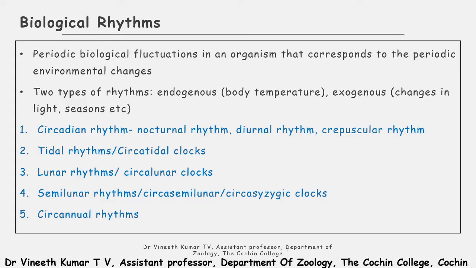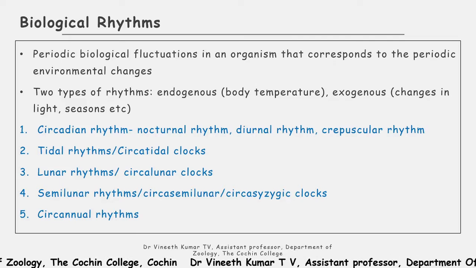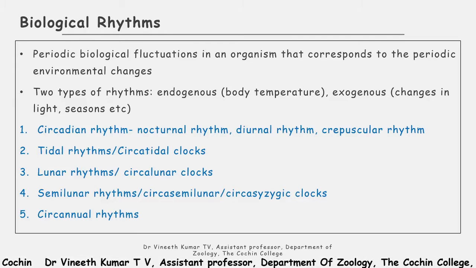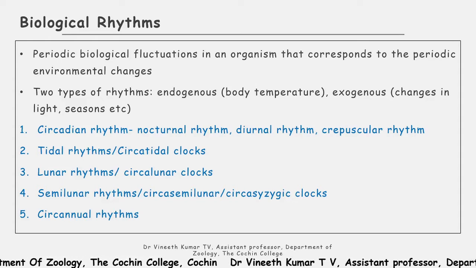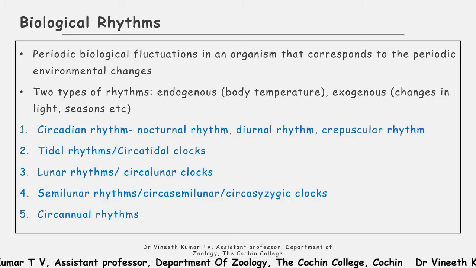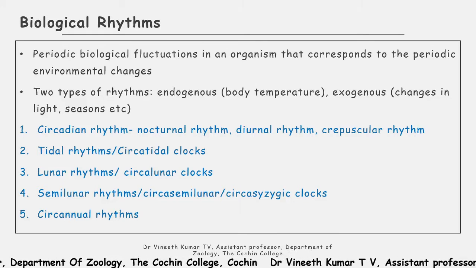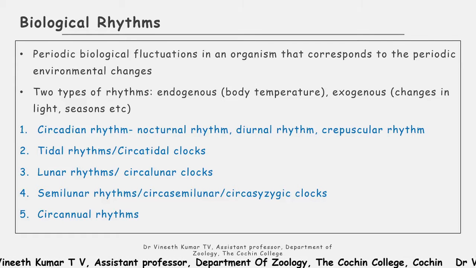Endogenous rhythms come from within and are regulated by the organism itself. For example, the body temperature cycle in the case of ectotherms. And exogenous rhythms are the result of external factors such as change in seasons or the transition from day to night.